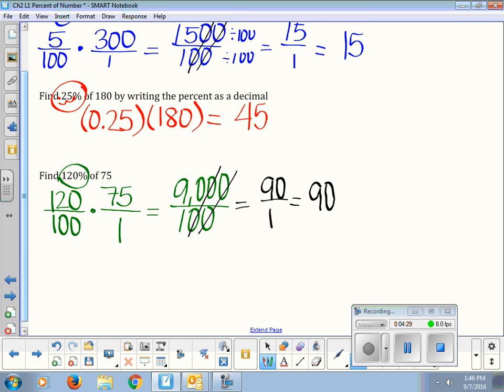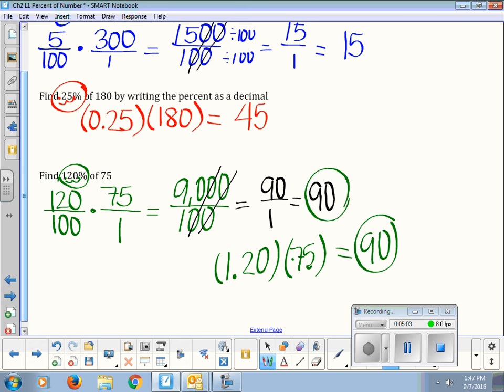If you try doing the other method, how would we write 120% as a decimal? 1.20. So we have 1.20, and we have to multiply that by 75. When we multiply these two numbers together, what do we get? 90. What do you notice about these two answers? They're the same. It doesn't matter what method you choose, you're going to come up with the same answer.